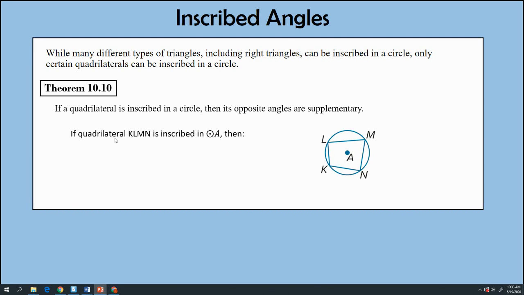So here it says, if quadrilateral KLMN is inscribed in circle A, then we know two things. We know that angle L and angle N have to be supplementary. They have to add up to 180. And angle K and angle M have to add up to 180. So both pairs of opposite angles have to be supplementary by the nature of how they intercept the circle. So that's the one theorem we really work with for an inscribed quadrilateral.